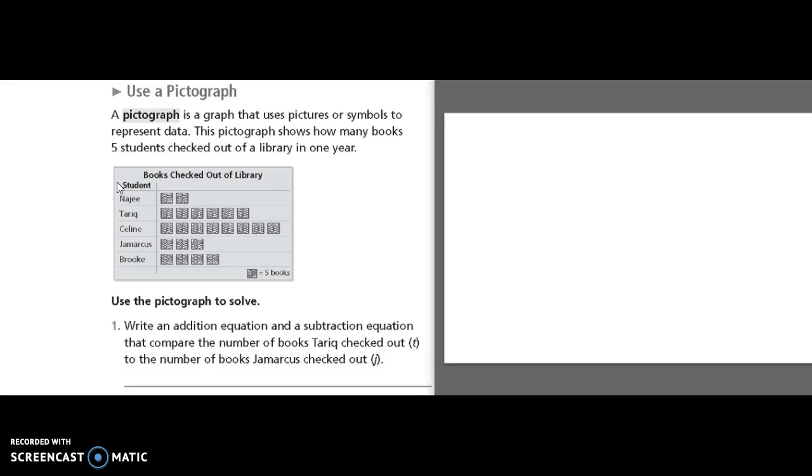It says write an addition equation and a subtraction equation that compare the number of books that Tark checked out, which is T, to the number of books that Jamarcus checked out, J. So remember, our letters for our variables should represent what they are standing for. So the T is standing for Tark. Before I can write down my equation, I have to solve a problem first. So I want you to think, what problem do I need to solve before I can write down an addition equation?